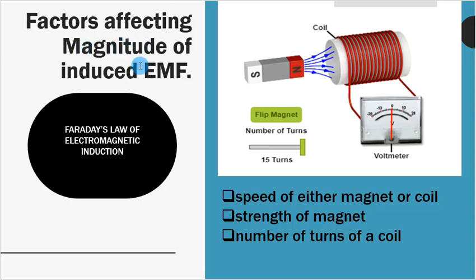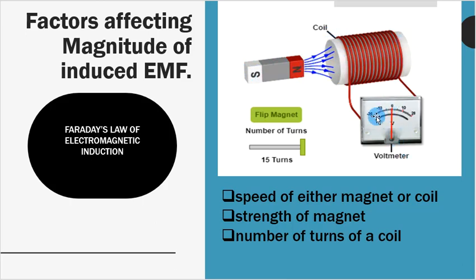Magnitude simply means size. And the factors affecting the size of an induced EMF are summarized in what we call Faraday's law of electromagnetic induction. The factors affecting the size of induced EMF are: 1, the speed of either magnet or coil. Remember, you can either be moving the coil, or, in another arrangement, moving the magnet towards the coil and withdrawing it, moving it to and fro, or you can hold the magnet stationary and instead move the coil to and fro so that there is cutting of this magnetic flux by the conductor making up the coil.